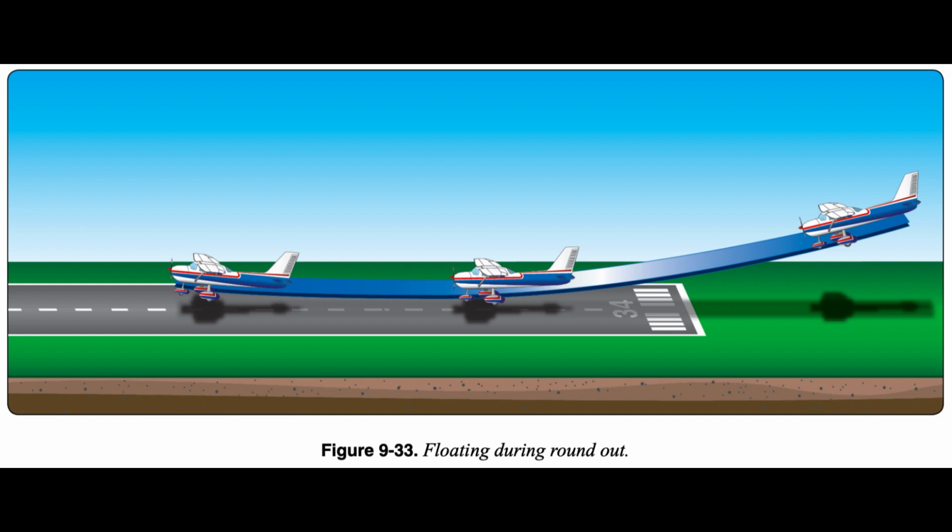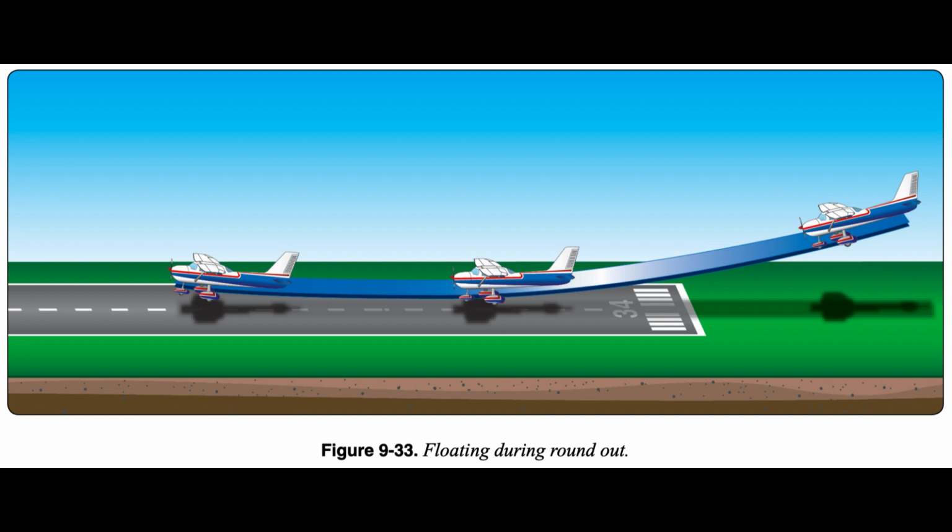Anytime the airplane floats, judgment of speed, height, and rate of sink needs to be especially acute. The pilot should smoothly and gradually adjust the pitch attitude as the airplane decelerates to touchdown speed and starts to settle, so the proper landing attitude is attained at the moment of touchdown. The slightest error in judgment and timing results in either ballooning or bouncing.